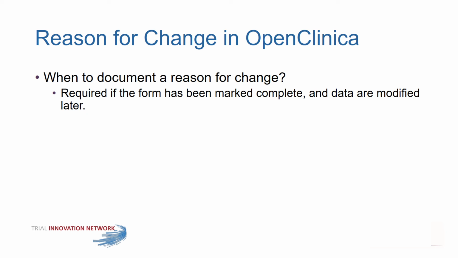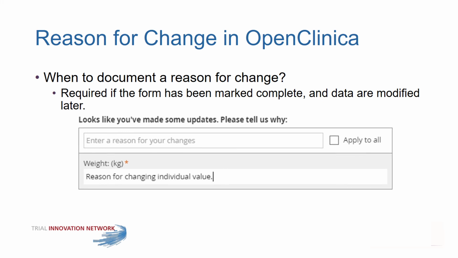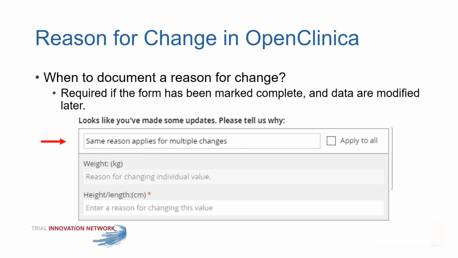When to document a reason for change. This is required if a form has been marked complete and data are modified later. Each time this occurs, you will see the following prompt. You can enter a specific reason for each individual change, or if there are multiple changes for the same reason, you can enter the explanation once and click on the Apply to All box. Once entered, you can close the form. Entering a reason for change does not generate a query. It saves the information with the audit trail.